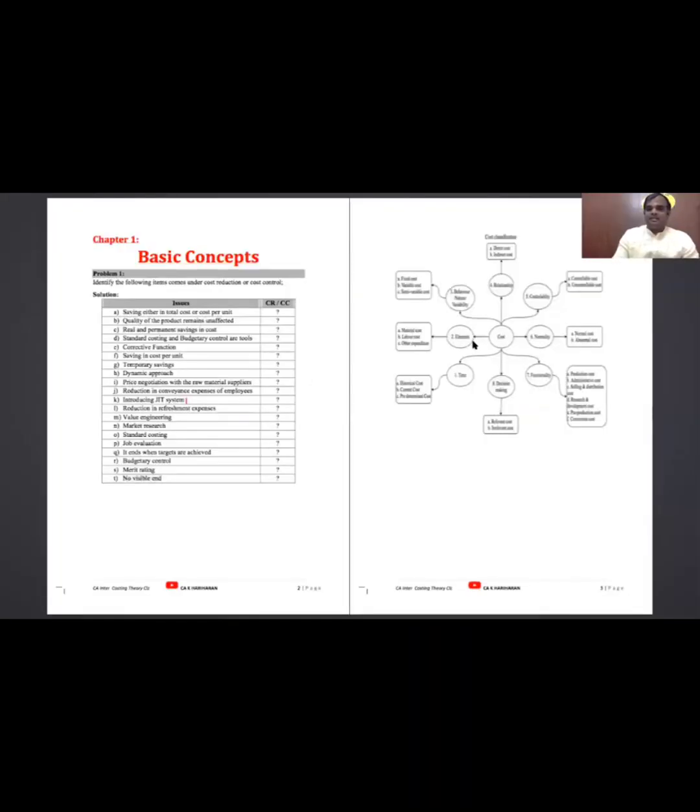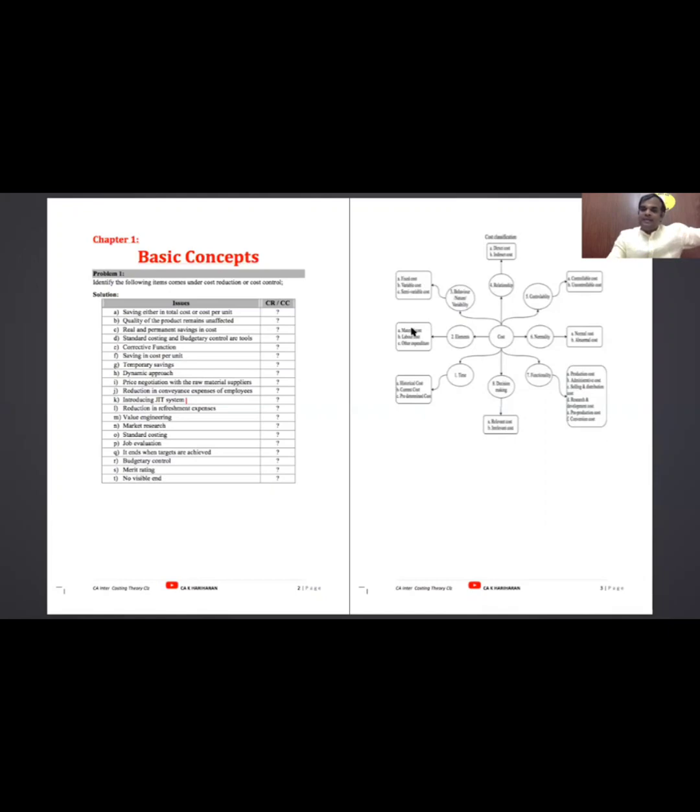So how many bases are there to classify the cost? 8 bases are there. What are all the 8 bases? Time-based classification, element-wise classification, behavior or nature or variability, relationship, controllability, normality, functionality, and what? Decision making. Am I right? The chart will help you prepare or understand better. Time-based classification: historical cost, current cost, and predetermined cost.